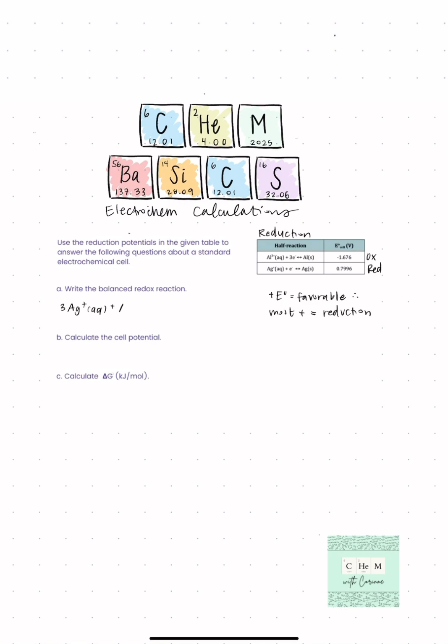The next type of calculation you're going to encounter is just calculating the cell potential. So that's just the E° cell. And this equation is actually not on the formula sheet, so definitely make sure you memorize it. It's just equal to the cathode minus the anode. And now you're like, okay, wait, but how do I identify those?